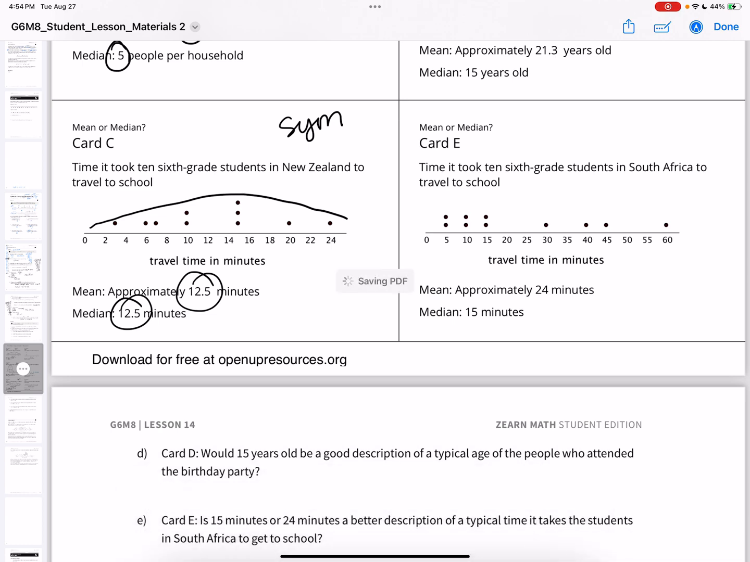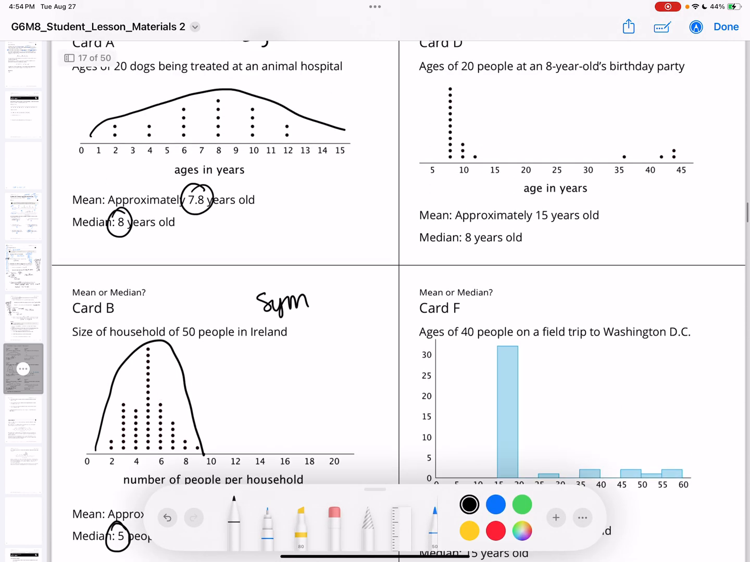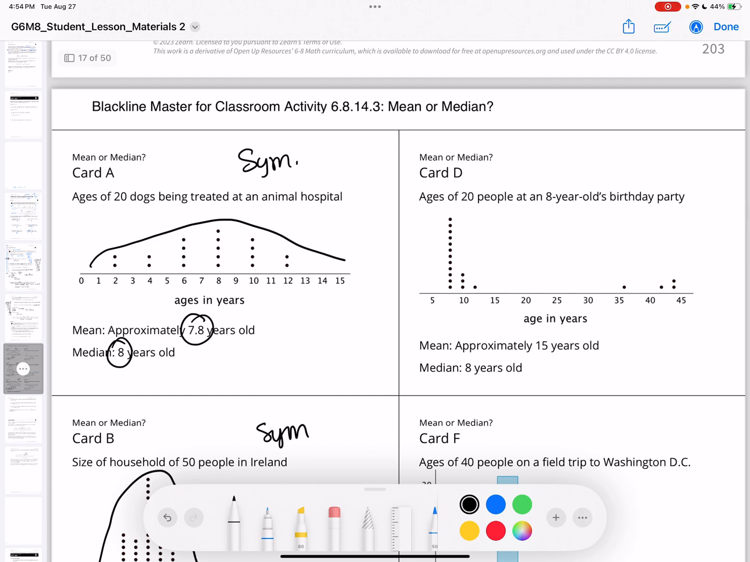Now let's go to this one up here, card D. Well, we have this kind of peak, and then it goes out, and we have some bumps over there. So this is not symmetrical. The mean is approximately 15 years old, but the median is 8 years old.